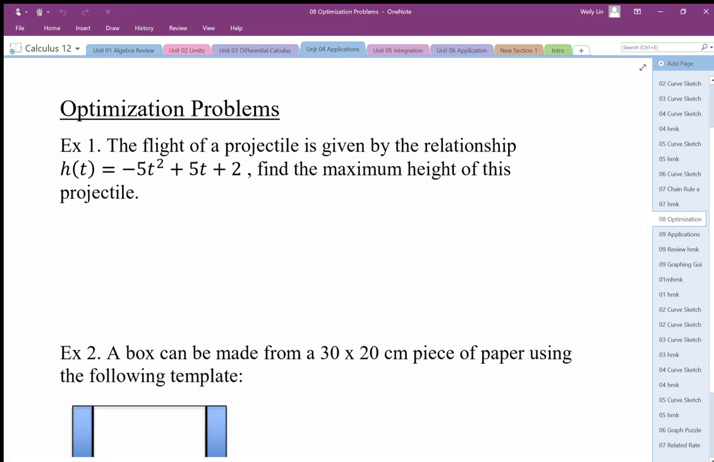Formula. So we're looking at optimization problems. We did lots of these problems in grade 11 where we optimized or found the vertex of a parabola. But now we're just going to find these vertices using calculus. Okay, so these are how we're going to optimize these problems.